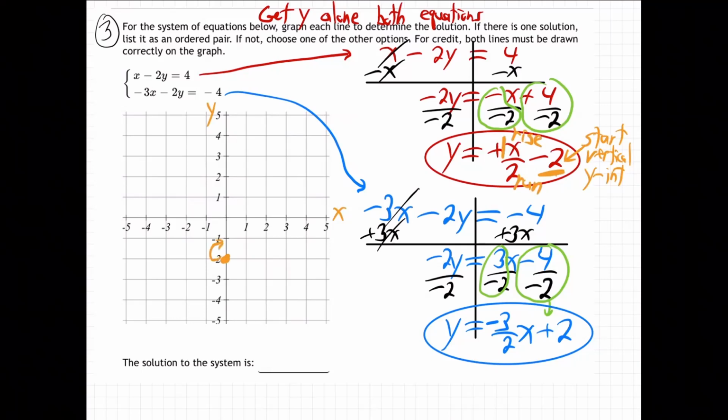So I'm going to go up 1 for the rise, and then the run is over 2. And so there's the second dot. There's the 2 dots. That's the red line. Connect those two.